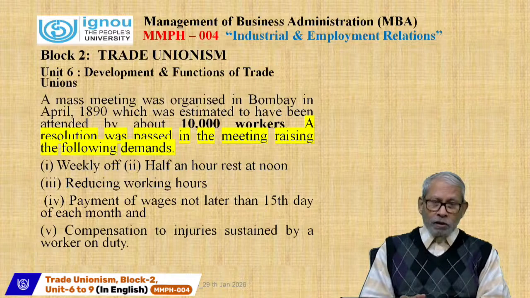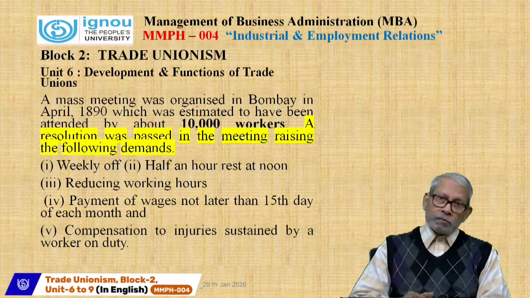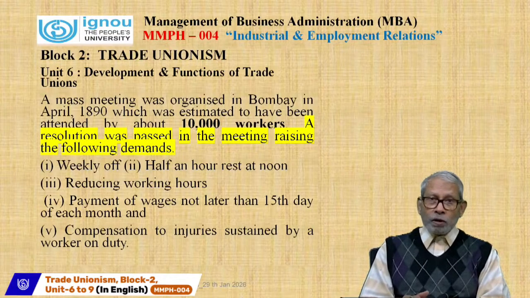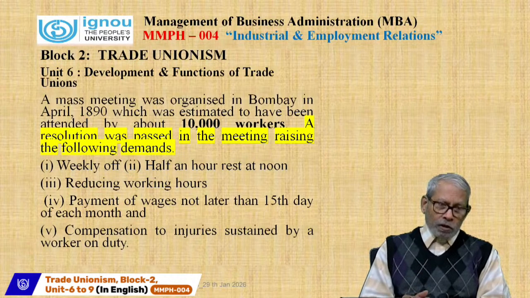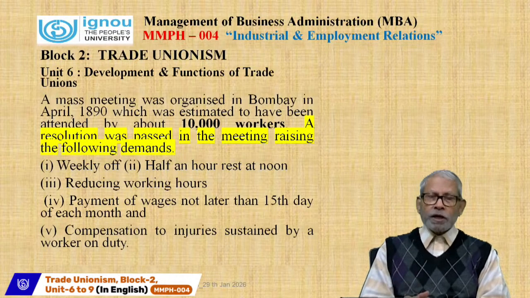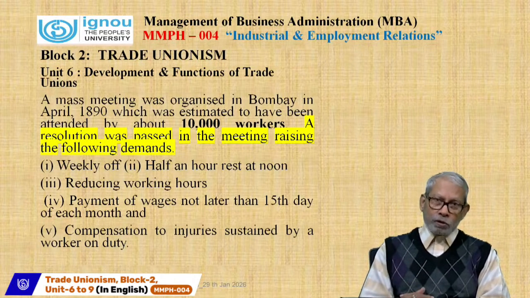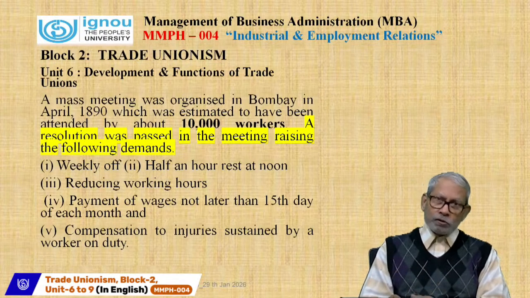Payment of wages not later than the 15th day of every month. So suppose a salary is to be paid, it should be, if possible, in the first week, by the 7th, or at maximum the 15th day of each month. Then compensation for injuries sustained by a worker on duty. If any injury happens during duty time, compensation should be given by the organization. There were so many other resolutions as well.